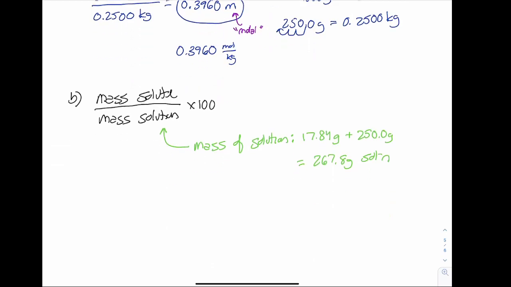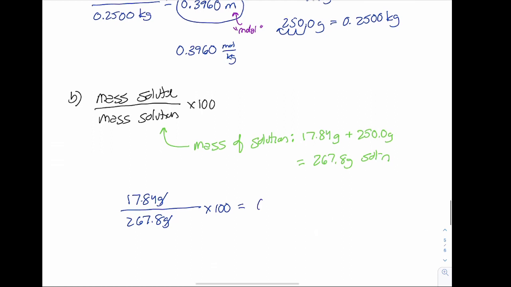So mass of solute, 17.84 grams. Mass of solution, 267.8 grams. My grams are going to cancel, and then we're going to multiply that by 100 because we're solving for percent. So grabbing my calculator. And I got 6.662%.